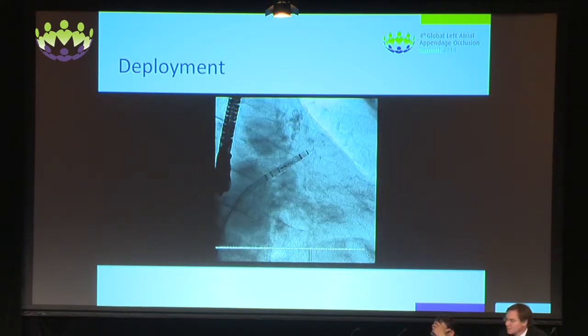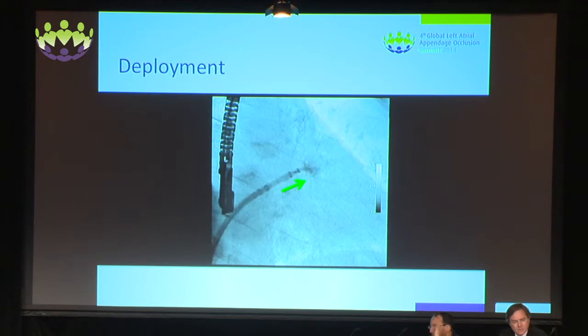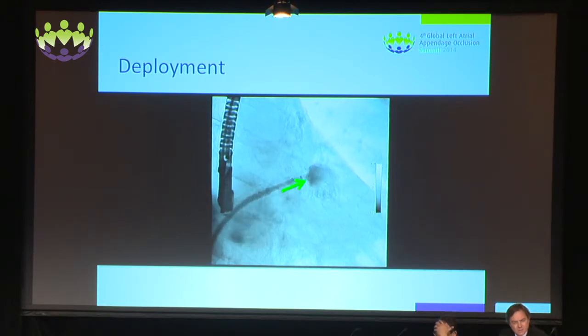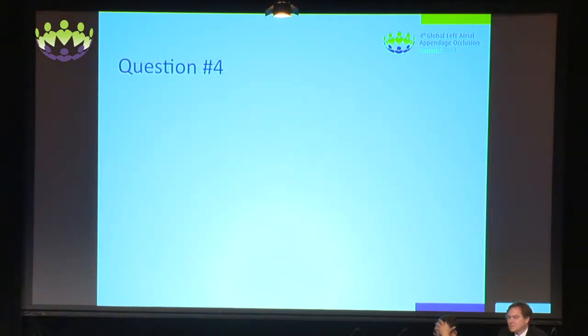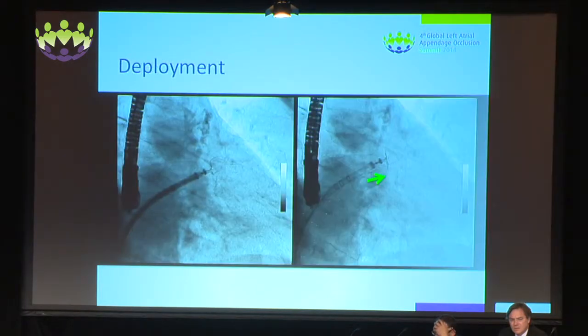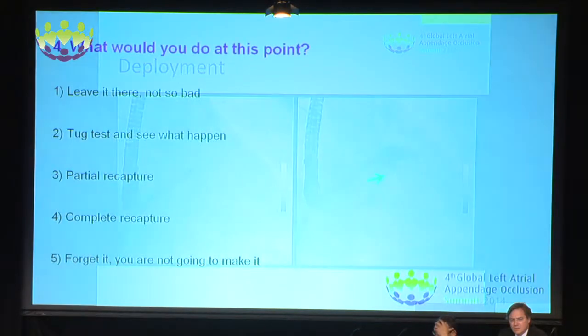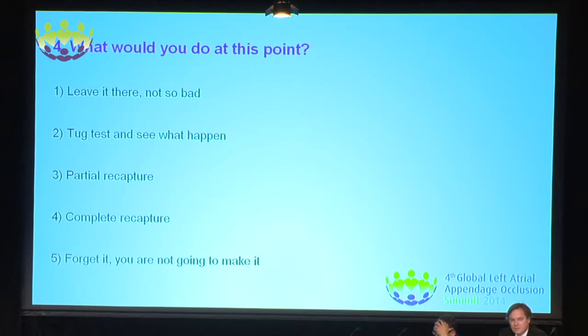And when we deploy the device, we inject some contrast, and we can see that there's a gap. There's a leak there, so we are too deep, so we are covering the upper lobe, but the lower lobe is open. So here, there's another question, the last question. So what would you do at this point?